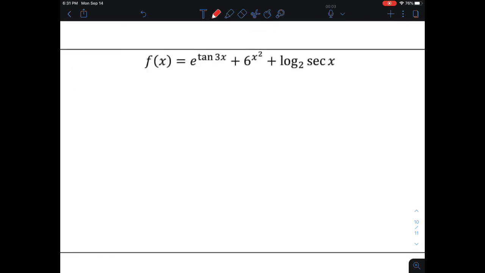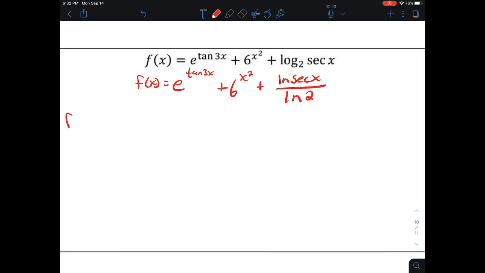Last problem here. All right, so we want to take the derivative of e to the tangent of 3x plus 6 times x squared plus log base 2 of secant of x. Okay, well, we know that we're going to have to rewrite that logarithm. So let's go ahead and rewrite that logarithm to be an ln. So we'll do the change of base rule and rewrite our problem. So log base 2 of secant of x is going to be the ln of secant divided by the ln of 2. Now remember, the ln of 2 is just some number. And so now we're ready to take the derivative.